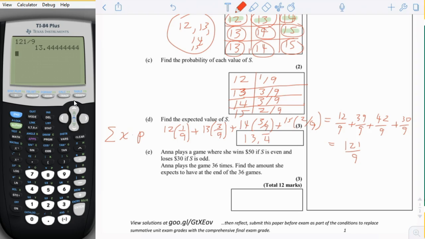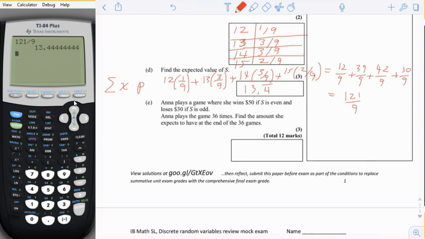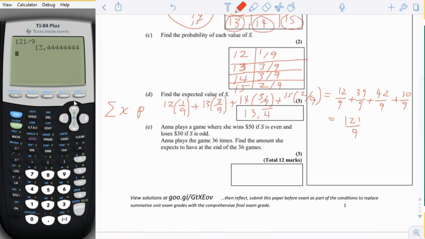Okay? Alright. Anna plays a game where she wins $50 if S is even and loses $30 if S is odd. Anna plays the game 36 times. Find the amount she expects to have at the end of 36 games. Okay, so here I think we could copy down the table that we have here again. So we're going to have 12, 13, 14, and 15. So this is each outcome. And then the probability of each happening, we're going to copy down: 1 ninth, 3 ninths, 3 ninths, and 2 ninths. And then we're going to classify each one according to this.